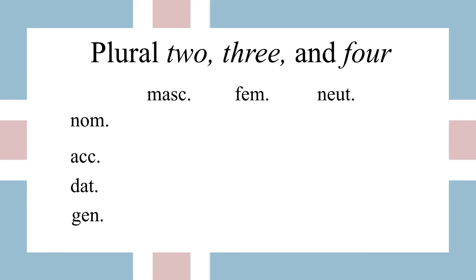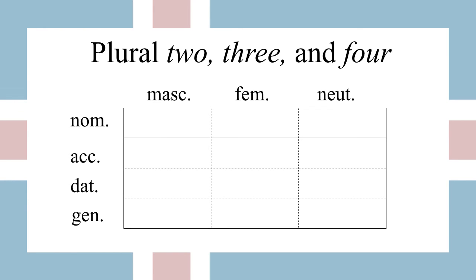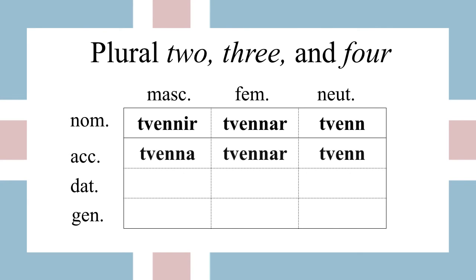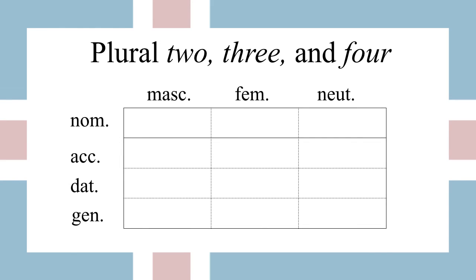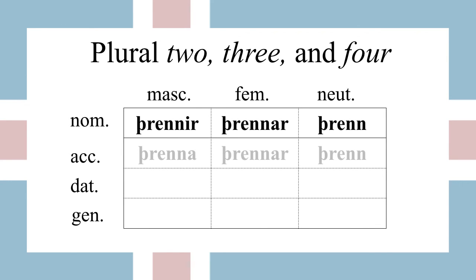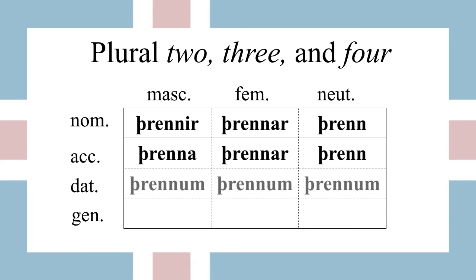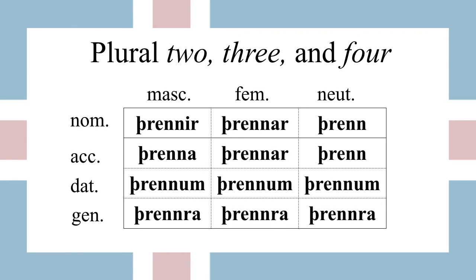So let's look at the forms real quick, and they're kind of complicated. They look a lot like other adjectives though. So for 2, the plural form looks like this. In nominative we have tvennir, tvennar, and tvenn. In accusative we have tvenna, tvennar, and tvenn. In dative we have tvennum, and in genitive we have tvennra. The forms for the plural of 3 are þrennir, þrennar, and þrenn, þrenna, þrennar, and þrenn, þrennum, and þrennra.